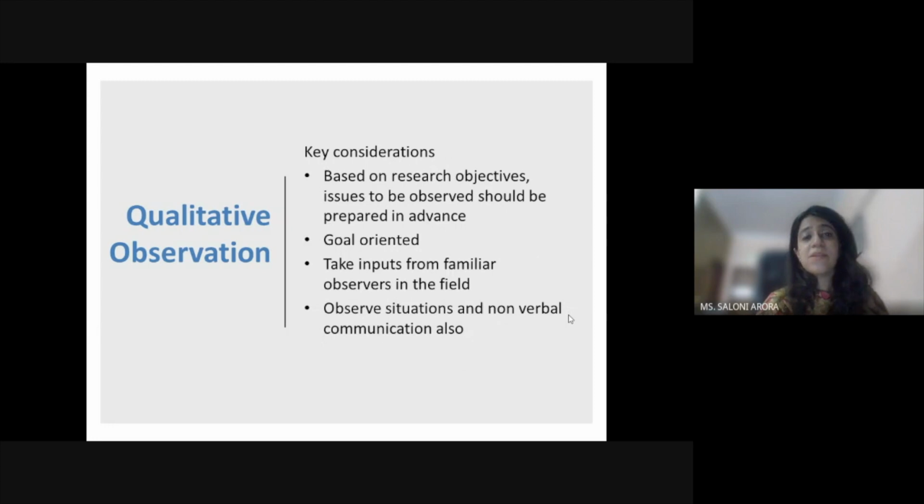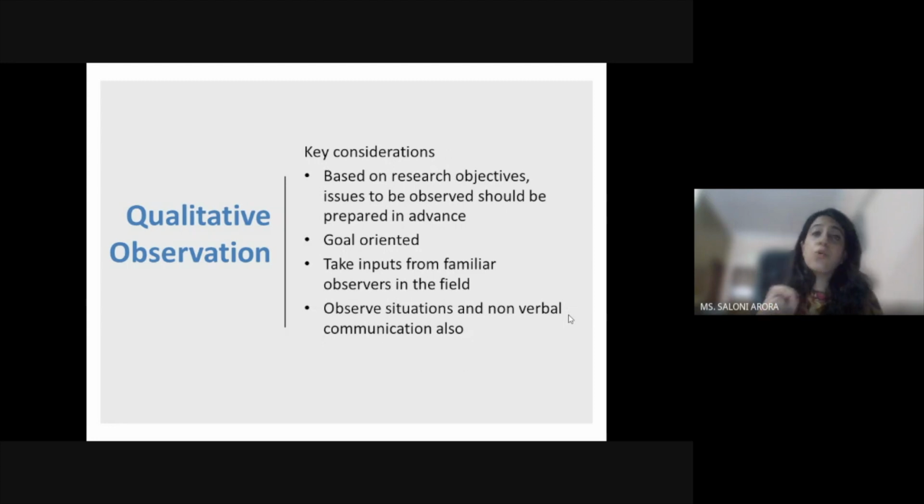Firstly, whenever you move on to this method, whenever you opt for observation as your method, you always have certain research objectives. As in, what is it that you're trying to find? What is it that you're trying to observe? So, based on your research objectives, certain issues that you want to observe should always be prepared in advance.